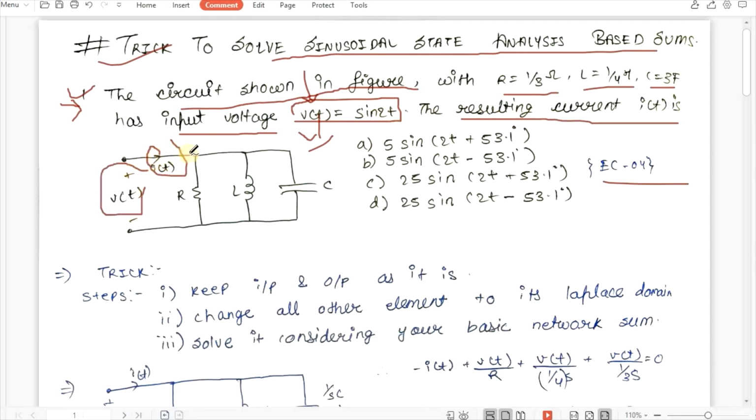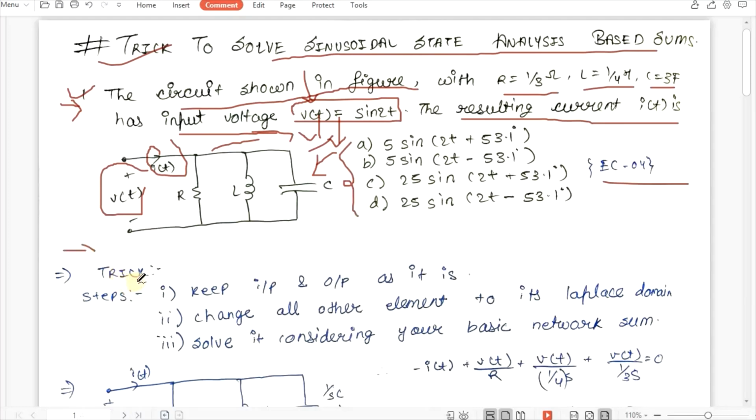If you see the question carefully, here you have V of t equals sin 2t, which means our input is in the form of sinusoidal. That means that we have to do the sinusoidal state analysis here. And these are the options from which we have to get the correct one. So let's see the trick.